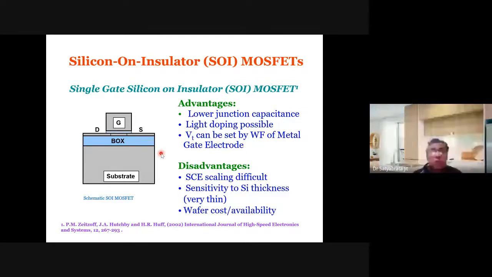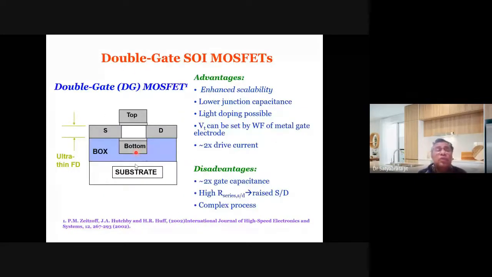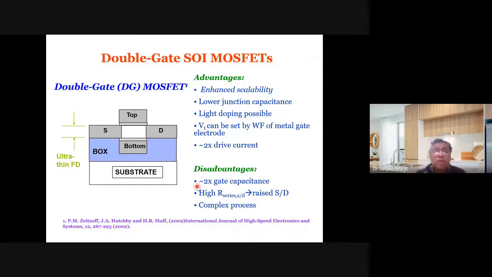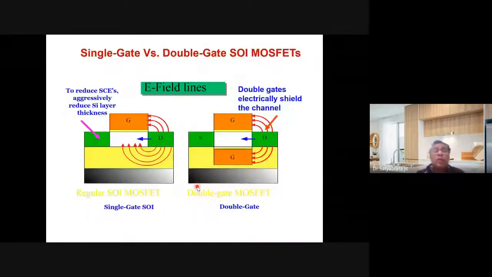So these are the SOI technology. Now here, instead of a single gate, we can use double gate structures. So in a single channel, we can get a double channel, so we can get twice the current. So current degradation can be avoided. So these are the DG MOSFET structures.